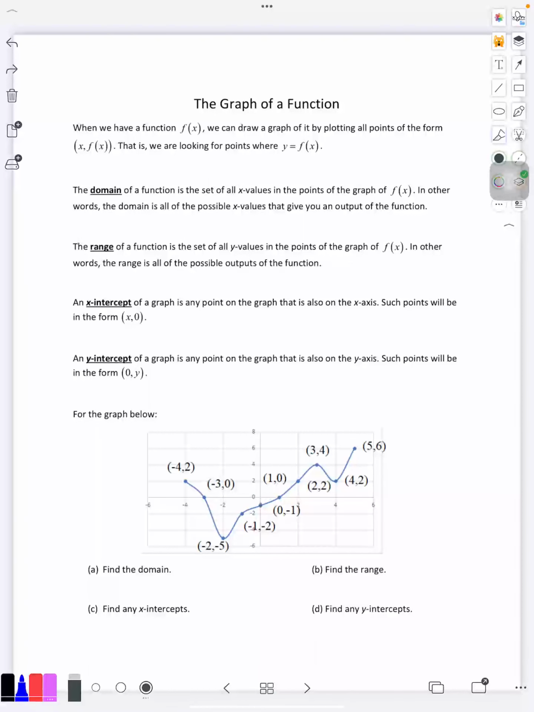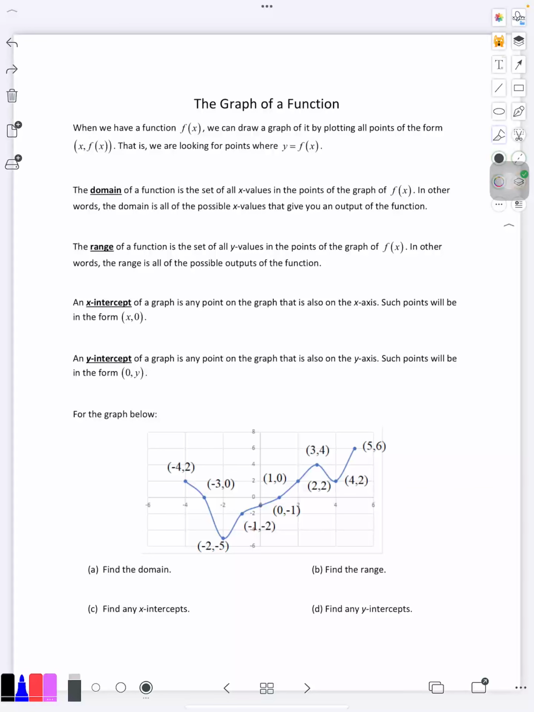In this video, we're going to learn about the graph of a function. You likely have already heard about graphing functions before in the past. We're just going to go over a few of the details to make sure you understand certain key concepts. First off, what is a graph of a function?